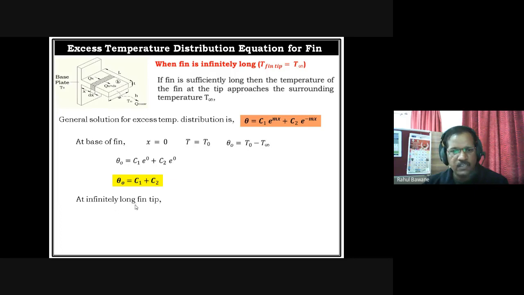So at the tip of an infinitely long fin, what are the conditions when x becomes L? And this L is nothing but infinity. So at L distance, that is infinity distance, the temperature becomes T infinity. So TL will be equal to the surrounding fluid temperature T infinity. And when we put T equals TL in T minus T infinity, then TL minus T infinity will be theta L.